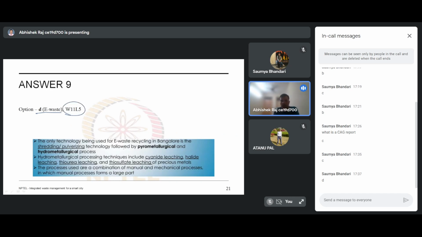The technology being used for e-waste recycling is followed by pyrometallurgical. Pyrometallurgy is done in the presence of heat. Pyro means heat, and hydrometallurgy means there will be an aqueous medium, which will act as the leaching agent. These processes are a combination of manual and mechanical processes, in which manual processes form a large part. There will be different kinds of leachings in hydrometallurgy, and we will also see this in one of the questions ahead.